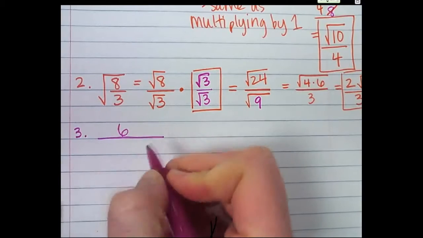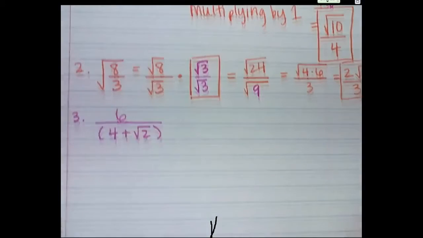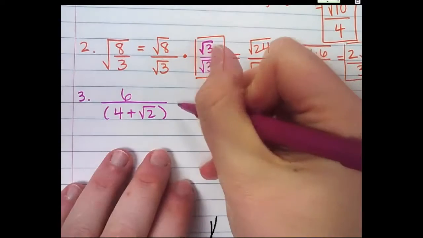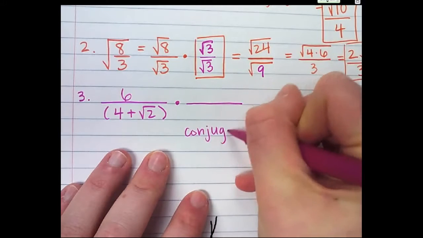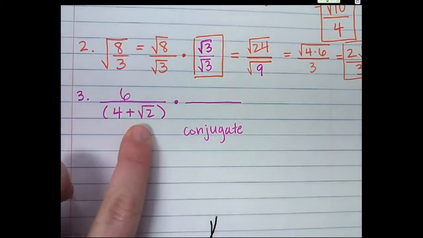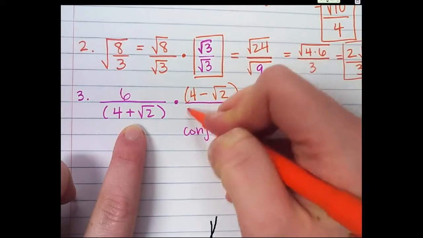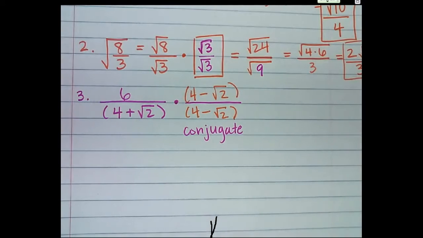Okay, number 3. 6 divided by 4 plus the square root of 2. So when it's a single number like 1 and 2, you multiply by some other single number. Here, I'm going to multiply by what we call the conjugate. And I'm going to write that right here. The conjugate just means you take the bottom and I'm going to flip the sign in the middle. So I'm going to multiply by 4 minus square root 2 over 4 minus square root 2. That's called the conjugate, when you just change the sign in the middle.